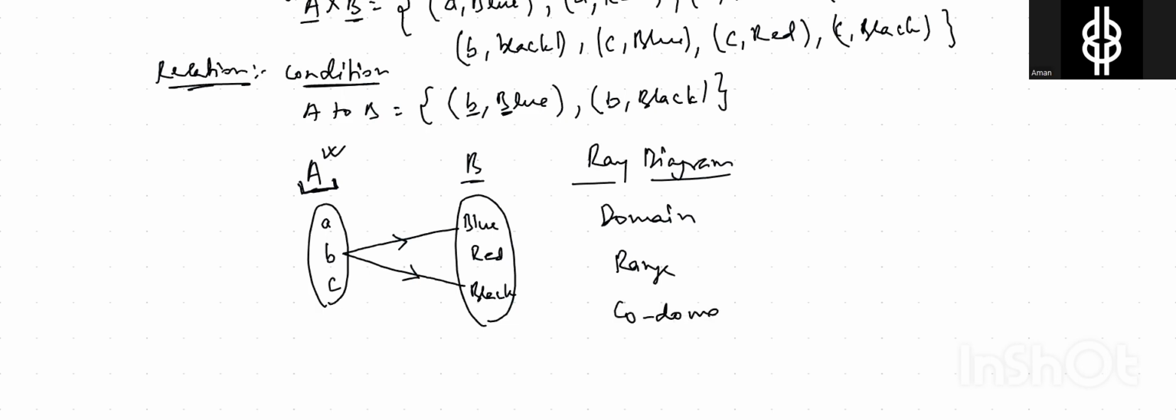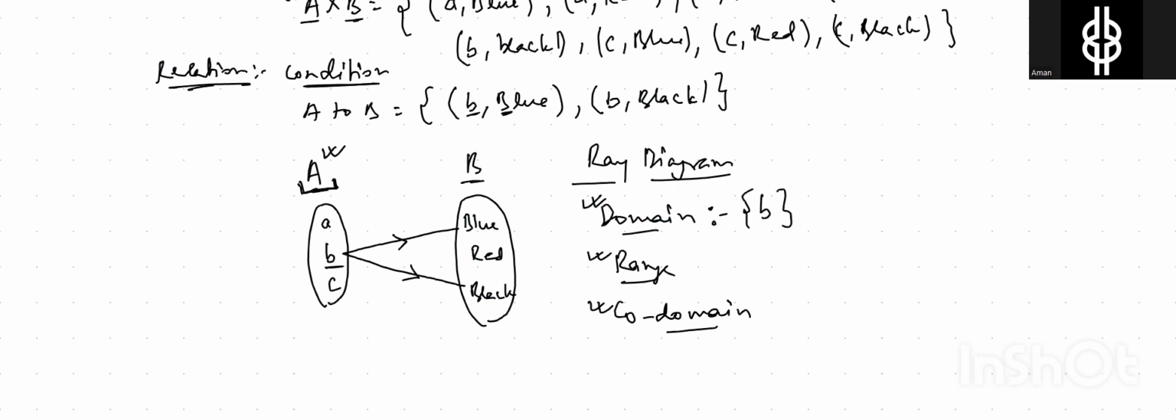Now three terms, very important terms. Let's discuss here: domain, range, and codomain. Now if you see this ray diagram here, in this ray diagram, which is the element that we are using, or from which element are we having connections in the second set? You can see that only one element is used. That is only B is used.